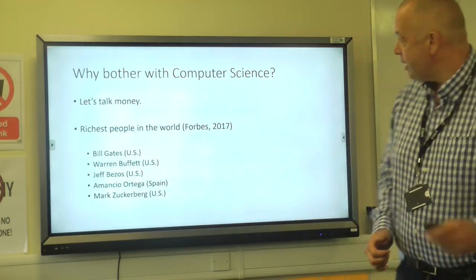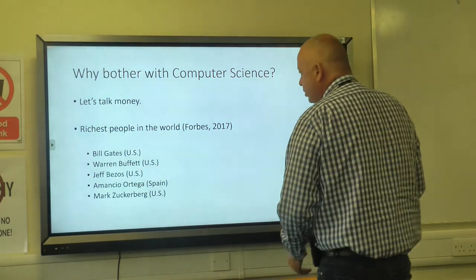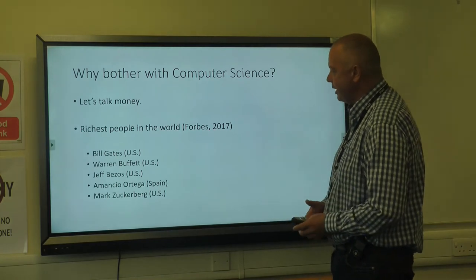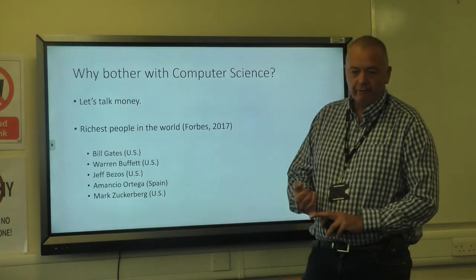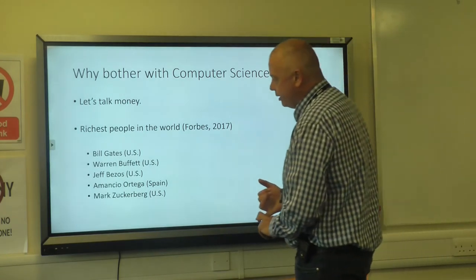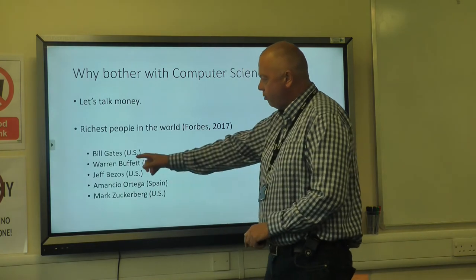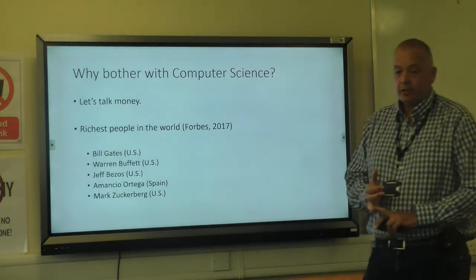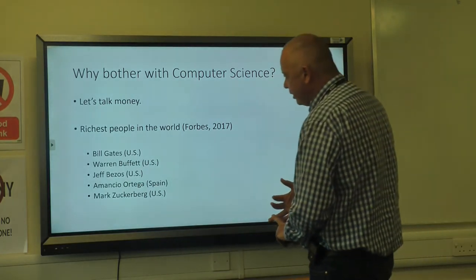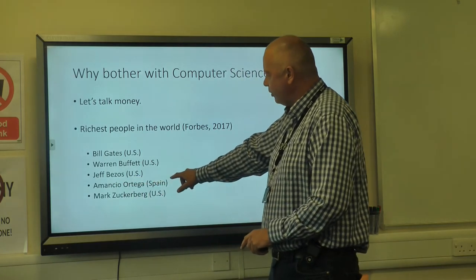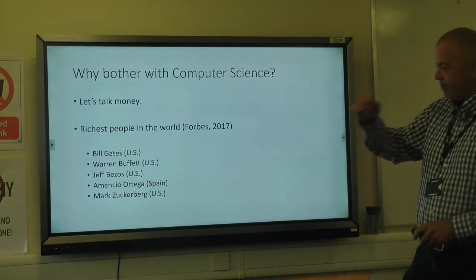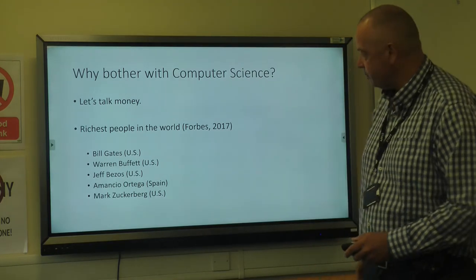Come back now. Yeah? Talk about money. Richest people in the world, according to Forbes 2017. May have changed very slightly now, but not by much. Bill Gates, Microsoft manager, owner, founder, now doesn't do a great deal, generally gives his money away. Warren Buffett, stocks and shares, trader, dealer. Jeff Bezos, we've heard of him, haven't we? Amazon. Amancio Ortega from Spain. You have to look him up, not too familiar with him. And Mark Zuckerberg, obviously you know him, Facebook fame.